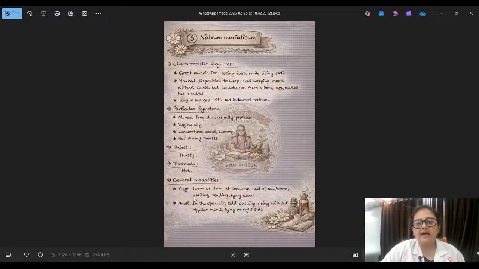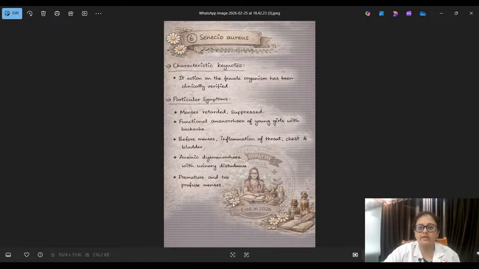General modalities: aggravation at 10 a.m. or 11 a.m., at the seashore, from heat of sun or stove. She is a hot patient, of course. Writing, reading, lying down all cause aggravation. Amelioration in open air, cold bathing, going without regular meals. She cannot eat regularly; if she eats regularly, she will feel bad. Lying on right side. So these are the general modalities of Natrum mur.